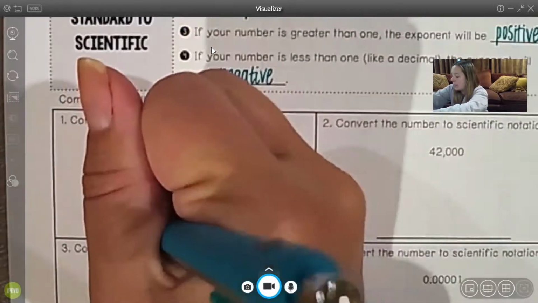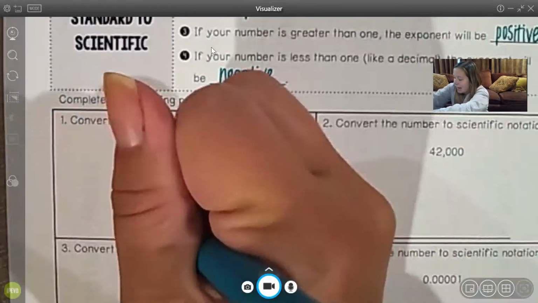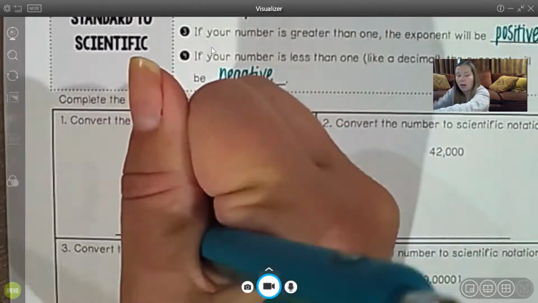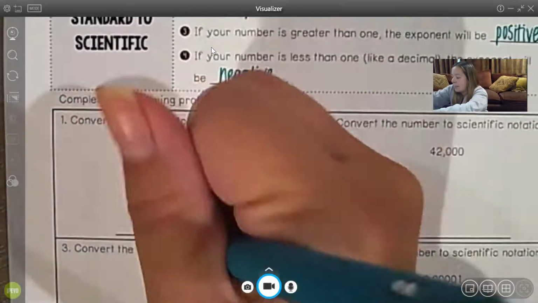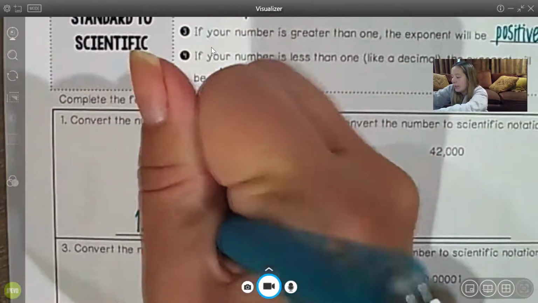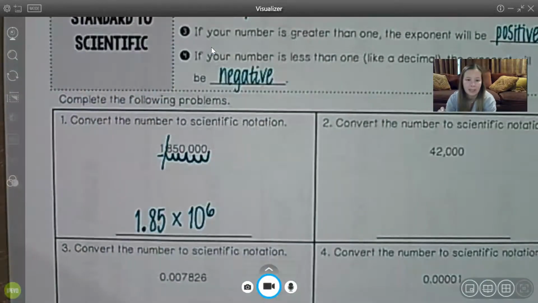And then I'm going to put a decimal, and then 8, 5. My next 2 digits that are not 0. Okay. And instead of writing out all of the zeros, scientific notation is times the power of 10. So it'll be times 10 to the 6th. Okay. So however many swoops I have to the end of my number for positive scientific notation for those large numbers is what my exponent's going to be.